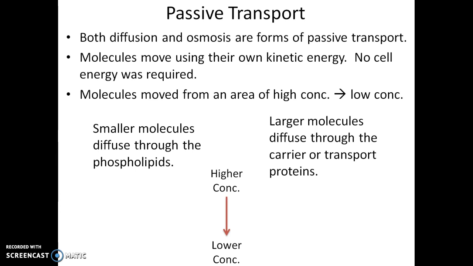Good. So all of these things that we've talked about are what's called passive transport. Diffusion and osmosis are types of passive transport because the molecules move with their own kinetic energy and no cell energy, no effort on the cell is put forth. Molecules in passive transport, just to recap, are moved from high to low concentration. Small molecules diffuse through the phospholipids. Larger molecules have to go through facilitated diffusion. They go through those carrier or transport proteins. And once again, we are moving from high to low concentration. That wraps up passive transport.